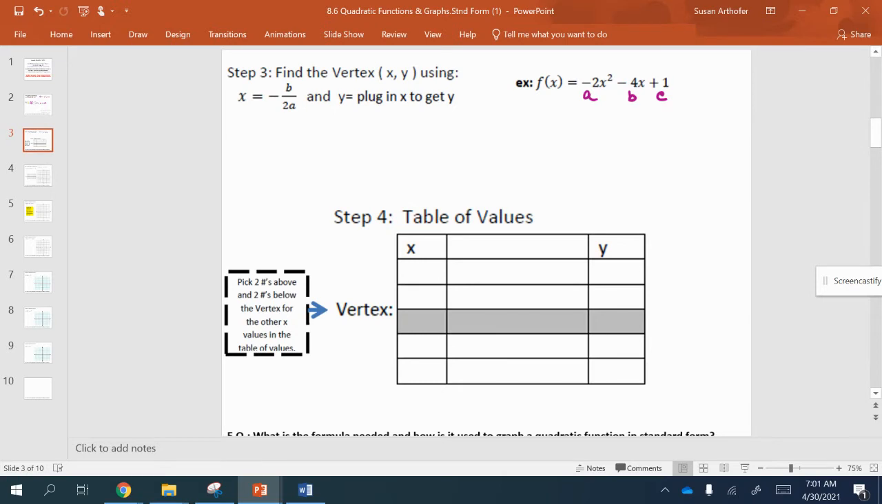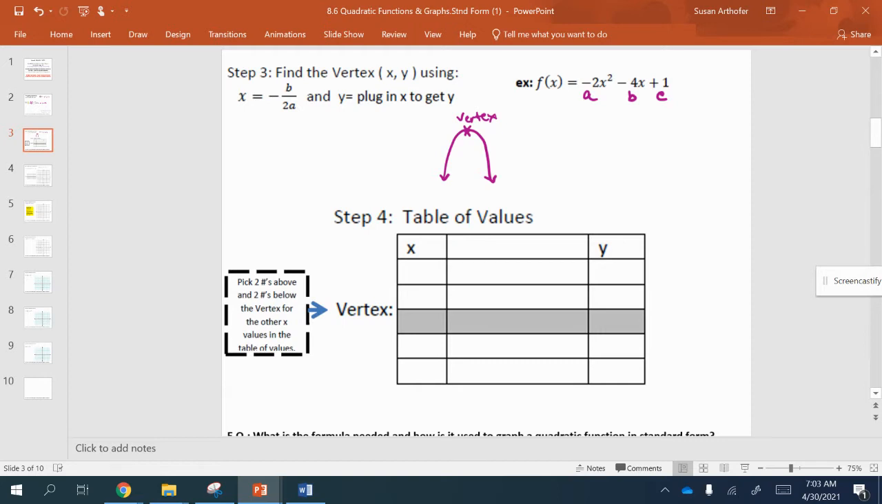Now, step number 3 is to find the vertex. The vertex of the graph, and we already know our graph is going to go down, is either the highest or lowest point. So right here is going to be our vertex. In this case, it's going to be the highest point. If our graph opened upward, then our vertex would be right here at the lowest point. But that's not the graph we're doing today. So the vertex is the highest or lowest point.